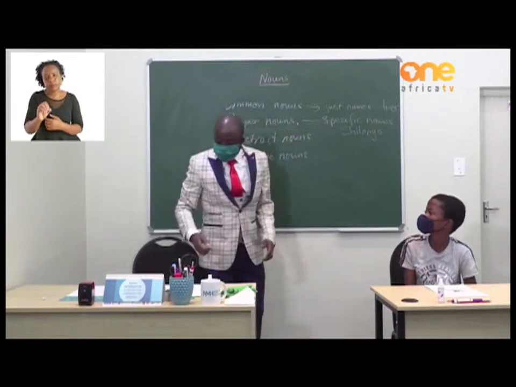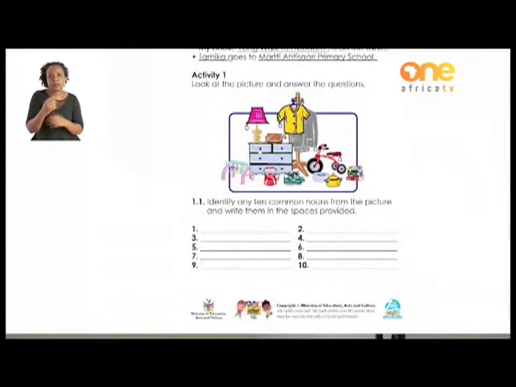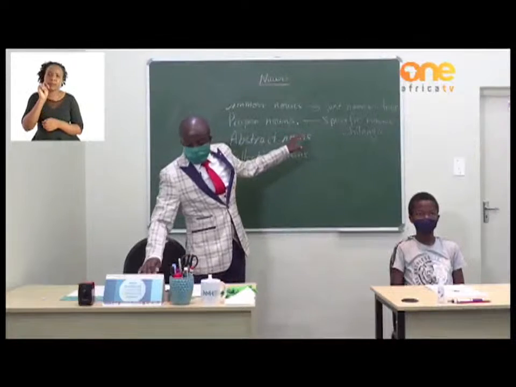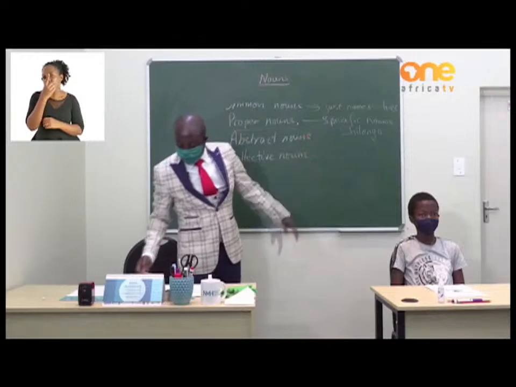All right. Now, on activity 1, it says, look at the picture and answer the questions. There are some pictures there. Question number 1 says, identify any 10 common nouns from the picture and write them in spaces provided. Common nouns, common nouns. We are only looking at common nouns from the pictures, not proper nouns. Right.